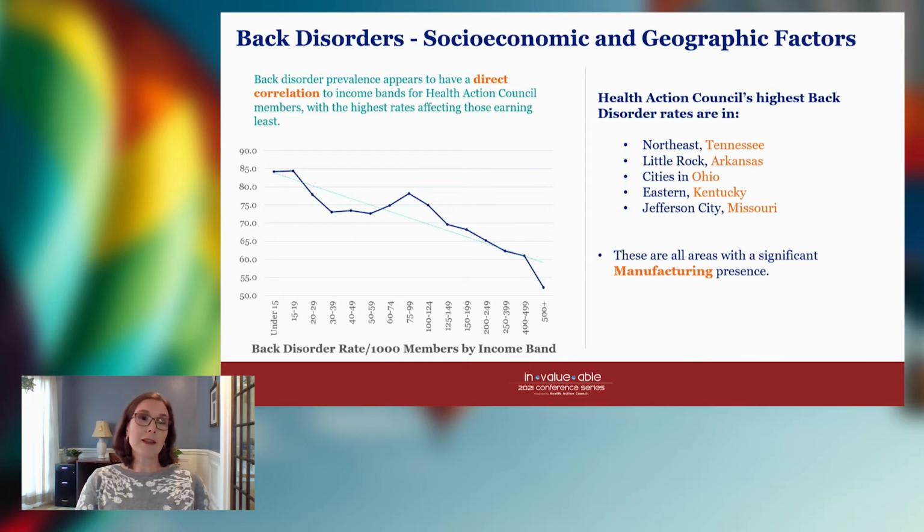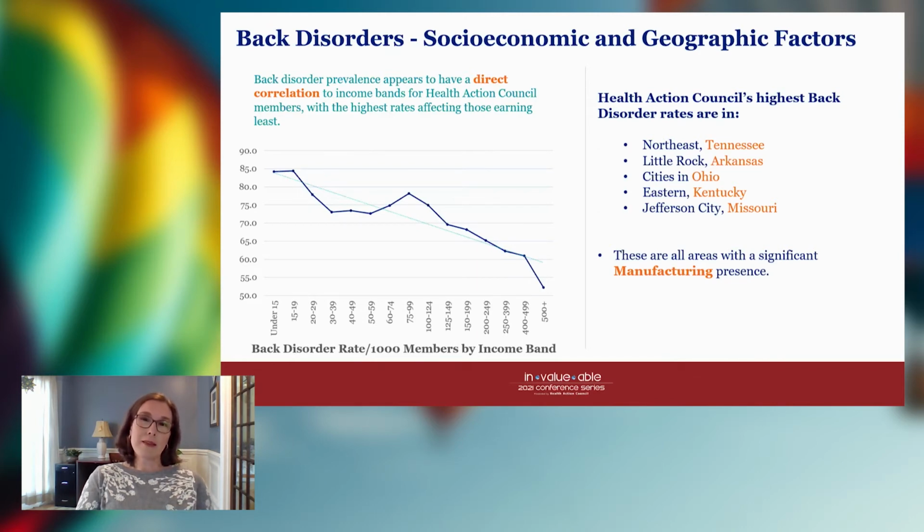But if you will look at the line on the back disorders, it's very different than what you saw in asthma. Back disorders show us that there is a direct correlation to the income bands, meaning that those people with the highest rates earn the least. And keep these views in mind, because you're going to see this view particularly again as we talk.